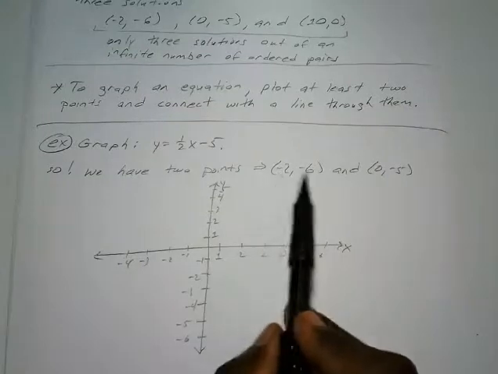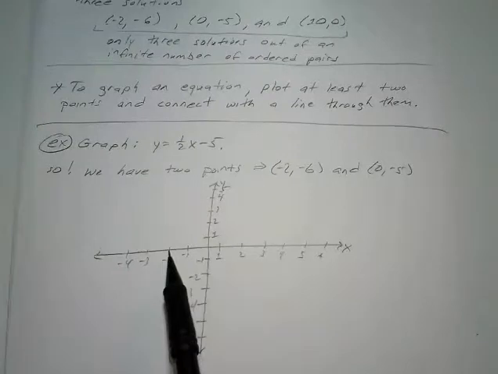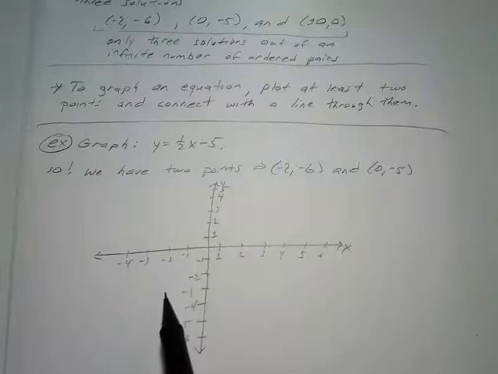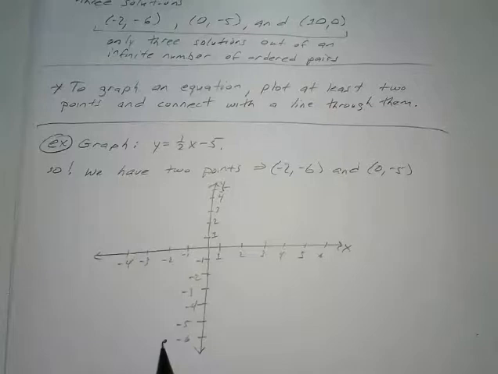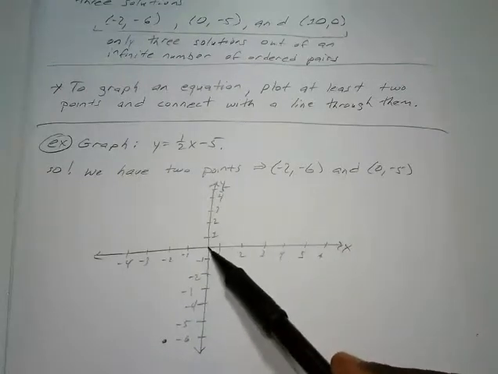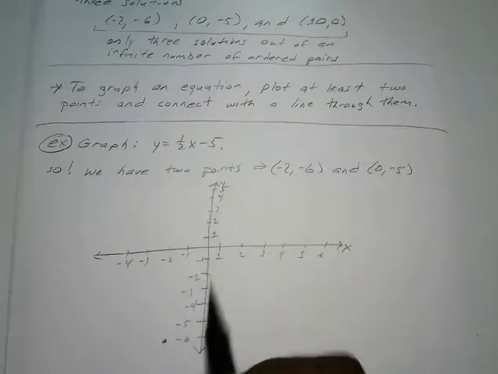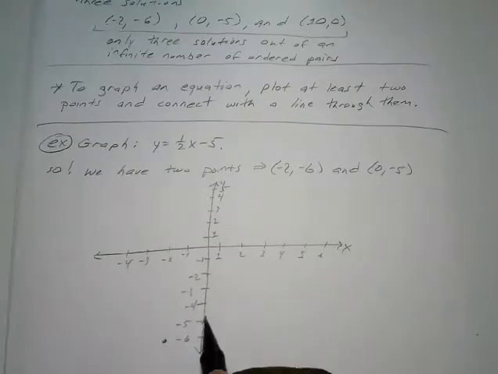Okay, so first we're going to plot -2, -6. So here we have -2 for our x and -6 for our y. So we're going to go down -1, -2, -3, -4, -5, -6. Okay, so we plotted that point, and we have 0, -5. So if x is 0, it stays right here, and y is -5. So 1, 2, 3, 4, -5. All right, so we plotted our 2 points.